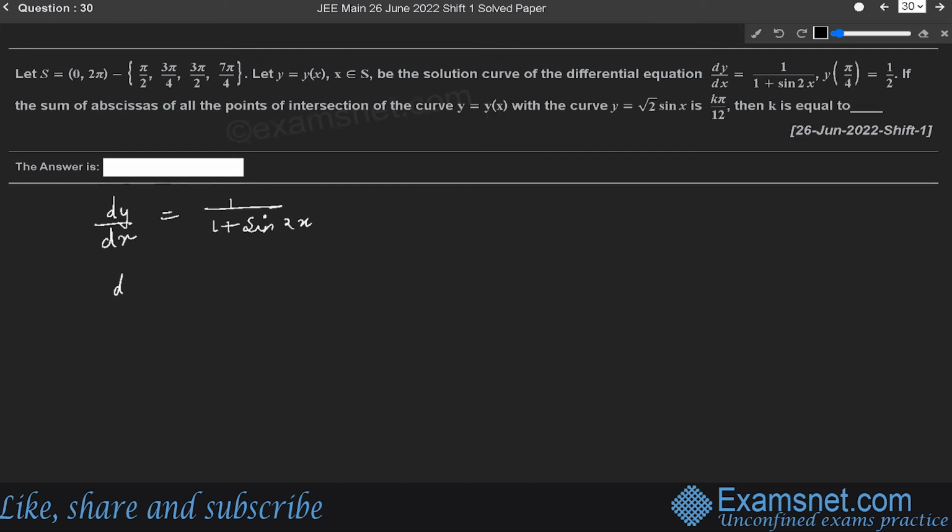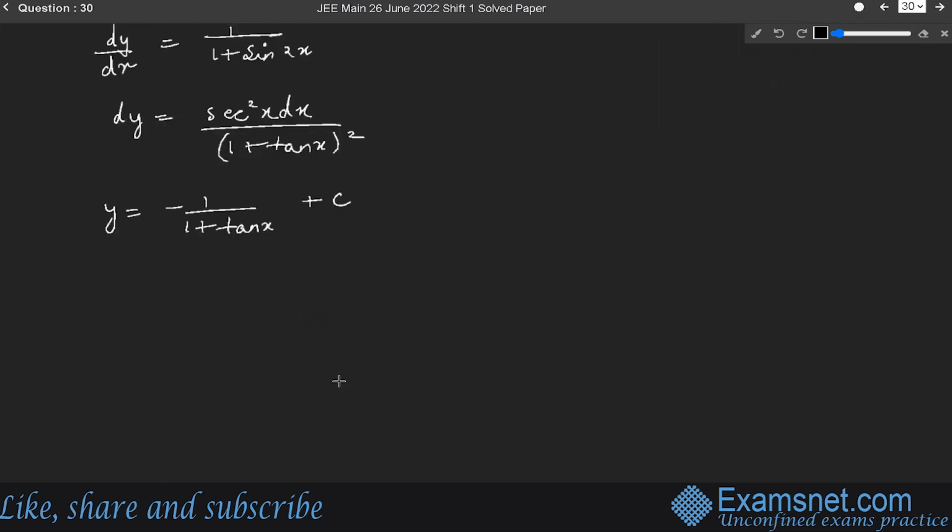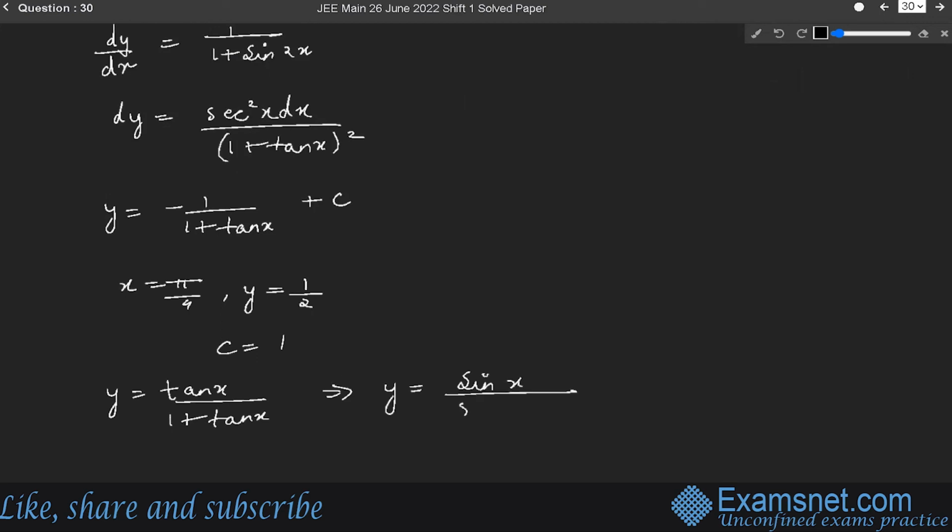It can be written as dy equals sec square x dx divided by 1 plus tan x whole square. So y will be equal to minus 1 upon 1 plus tan x plus c. When x equals pi by 4, y equals 1 by 2 and c will be equal to 1. Therefore, y will be equal to tan x divided by 1 plus tan x. Or we can say that y will be equal to sin x divided by sin x plus cos x.